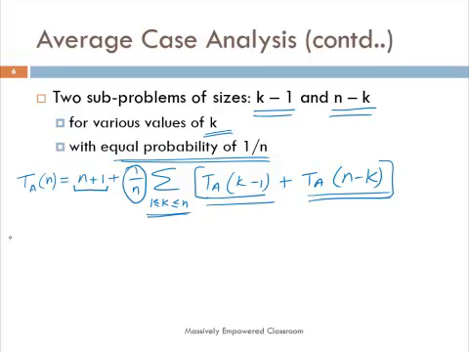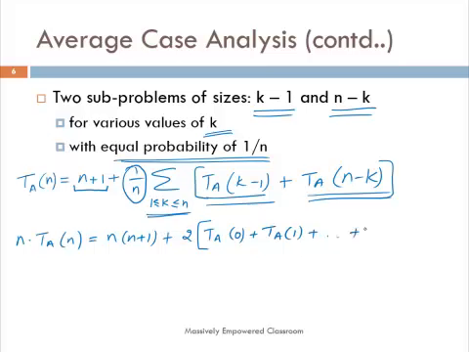To analyze this, we have to do a lot of maths. Right? We are going to multiply both sides of this by n to get rid of that 1 by n. If you do that, we get n times T_a(n) is equal to n into n plus 1 plus 2 times of T_a(0) plus T_a(1) plus etc. T_a(n minus 1). How did we get this? Because these numbers are all symmetrical. When you consider all the values of k from 1 to n, you will get T_a(0) twice, T_a(1) twice, and so on.